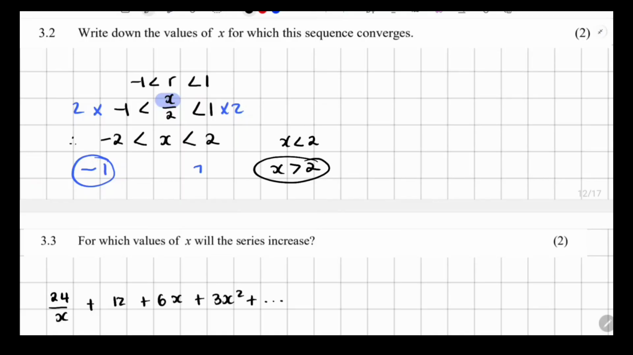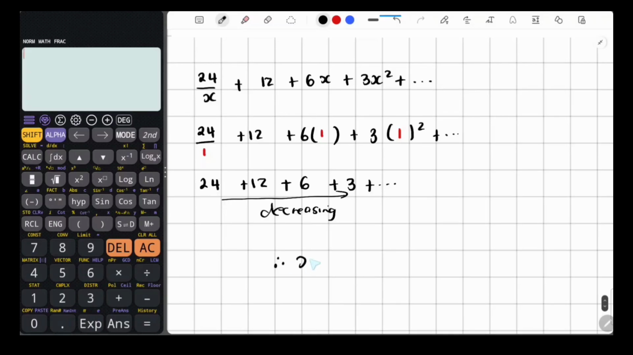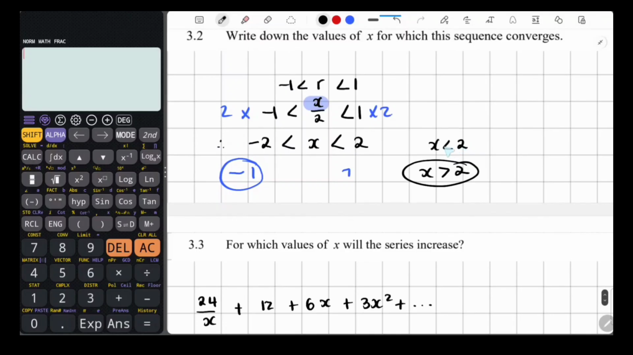And so to make this particular series increase, you just basically have to make r greater than 1. And then of course substitute the value of r, which was x over 2, and make that greater than 1. Then to solve for x, you would have to get rid of this 2 by multiplying both sides by 2. And so that will give you that x needs to be greater than 2. You can therefore say that it's going to increase when x is greater than 2. And of course, this is because you saw that it was decreasing where x was less than 2.